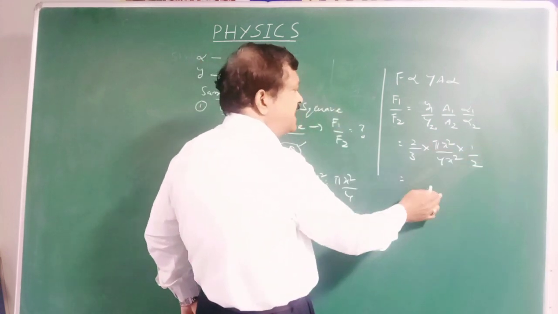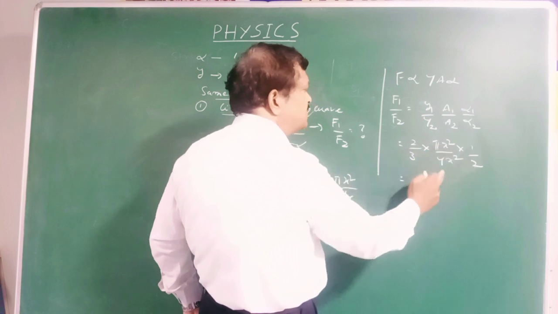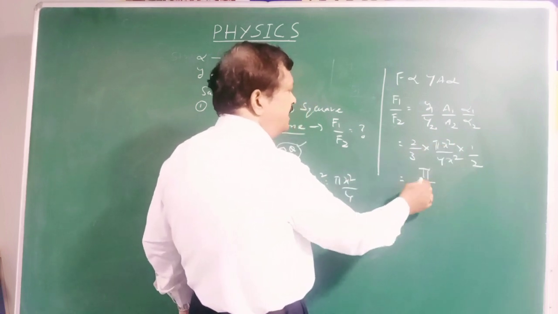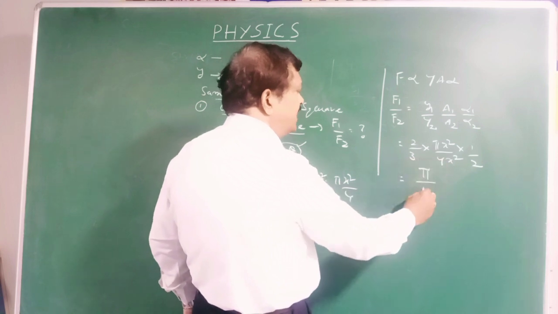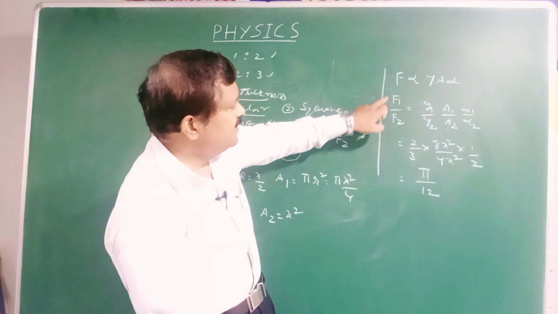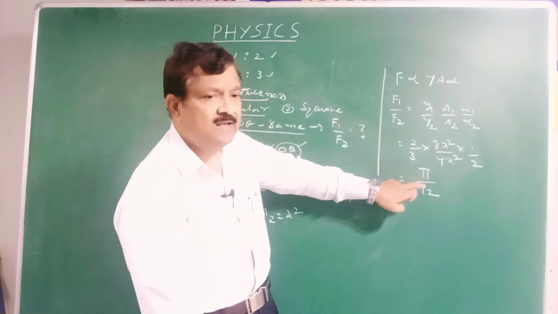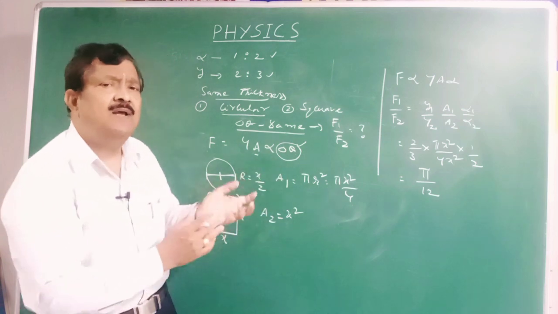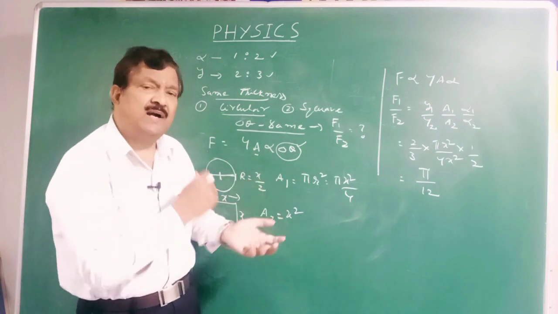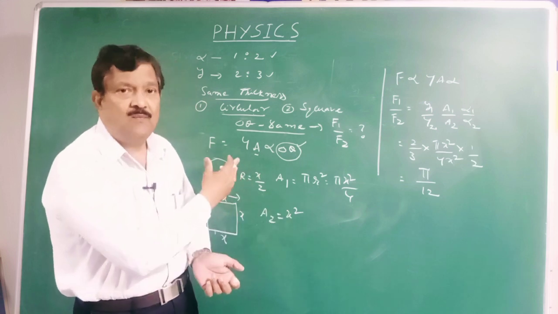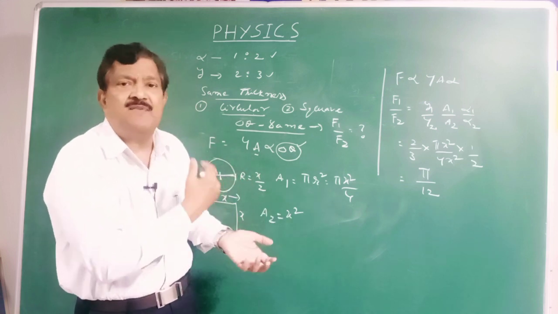Then what is remaining here? The x square factor is cancelled and the 2 factor is also cancelled. What remains is pi in the numerator and 3 into 4, that is 12, in the denominator. So the ratio of thermal forces in the two cases is pi:12. These are some numerical applications to understand how to apply the basic equation that we know. Knowing the equation is different from application.